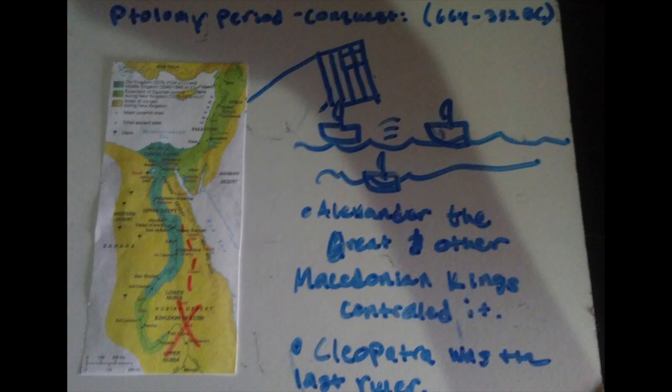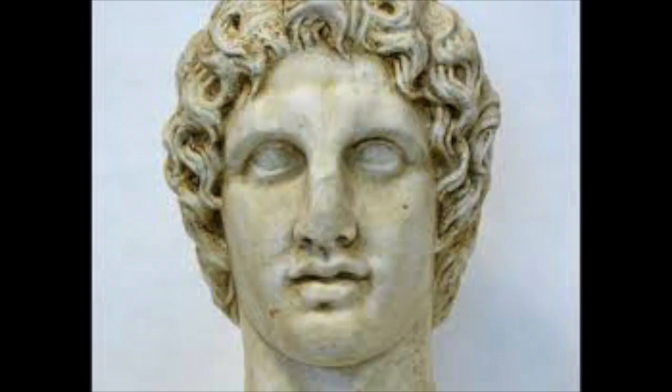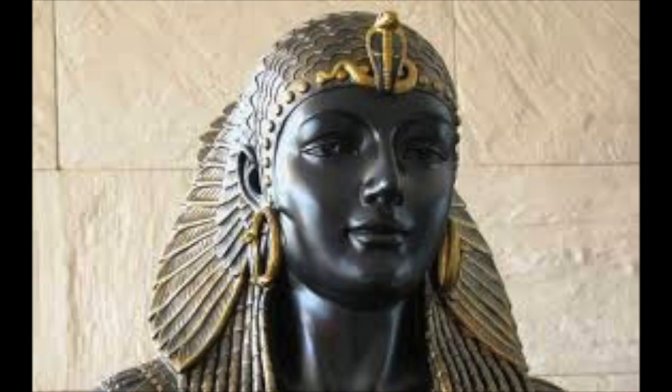Towards the last couple of centuries, the Ptolemy period from 664 to 332 BC would mark the last period in ancient Egyptian civilization. But the last known civilization that conquered ancient Egypt were the Greeks. In 332 BC, Alexander the Great conquered Egypt and was eventually succeeded by the last Egyptian Greek queen, Cleopatra VII.